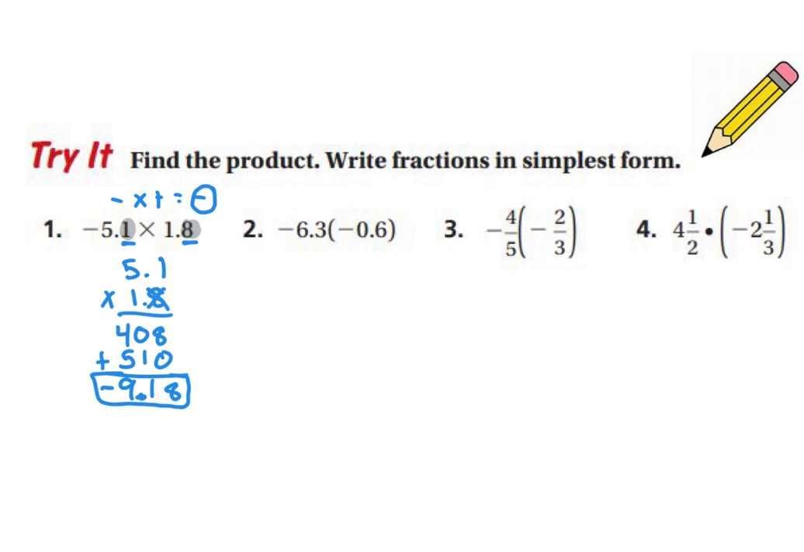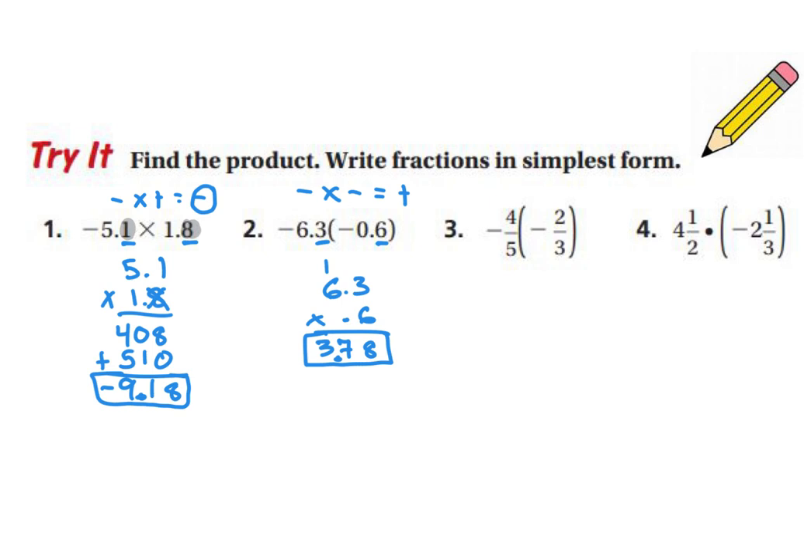For question number 2, I notice I have negative times a negative, which is a positive, and I have 2 digits after my decimal point again, so I'll multiply 6.3 times 0.6. 6 times 3 is 18, 6 times 6 is 36, and 1 is 37. I had 2 digits after my decimal point, so 3.78, and a negative times a negative is a positive.